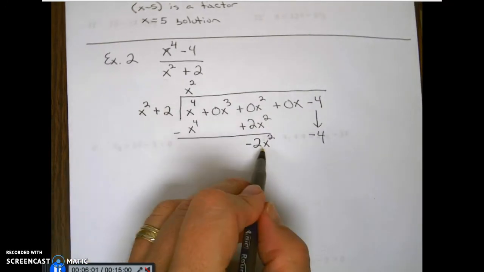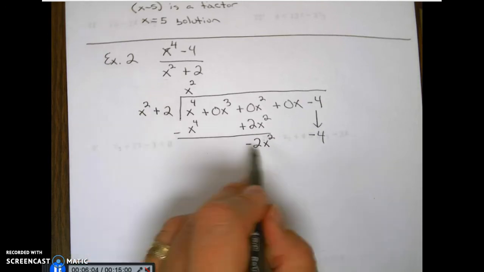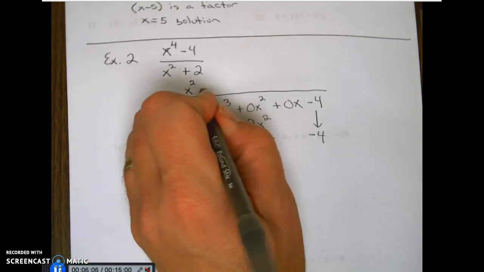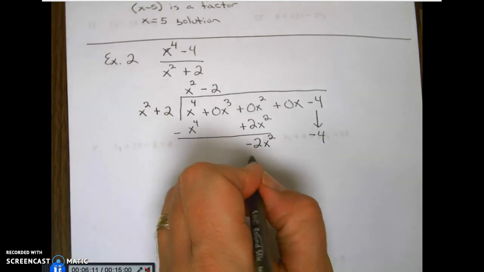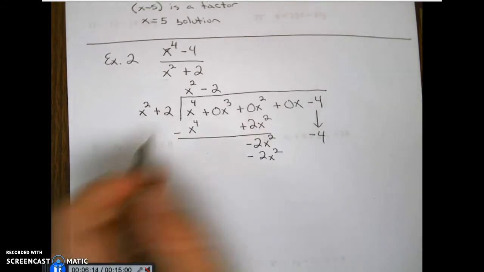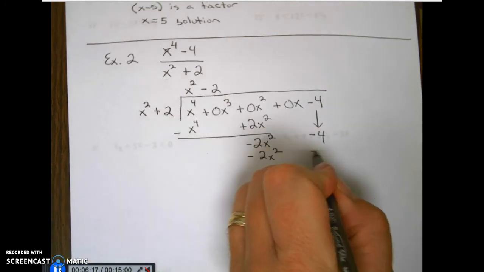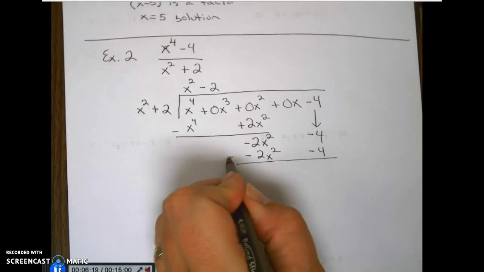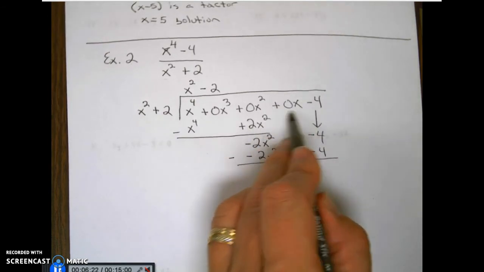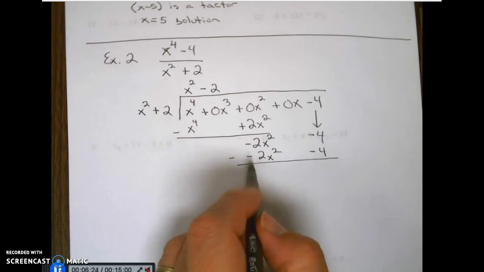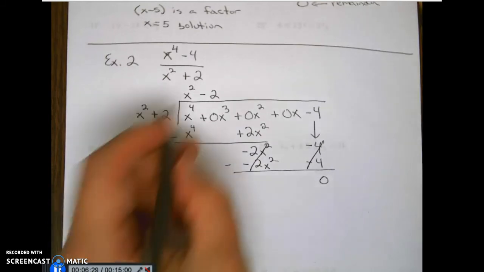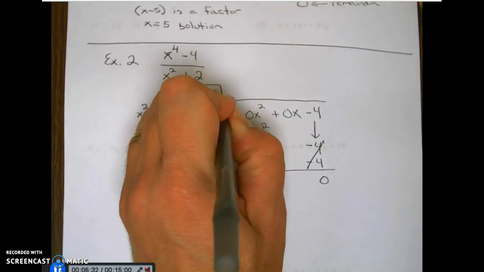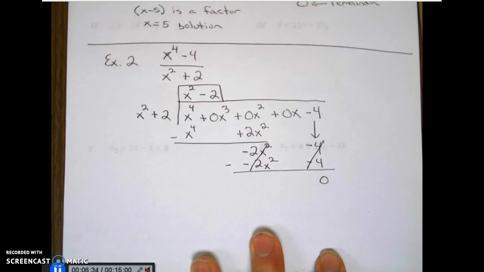Alright, same process as before. So what times x squared is negative 2x squared? Why negative 2, of course. So negative 2 times x squared is negative 2x squared. Negative 2 times 2 is negative 4. Subtract. Remember, we don't have to worry about these terms. And subtracting, those cancel, 0 remainder. So here is our answer.